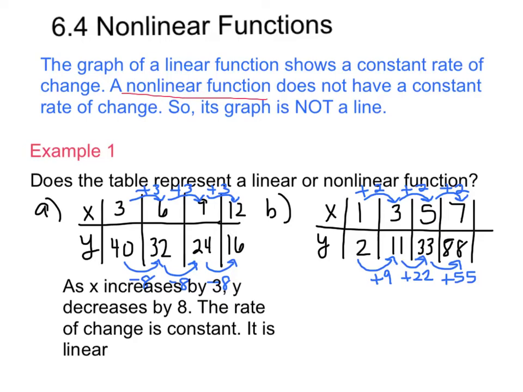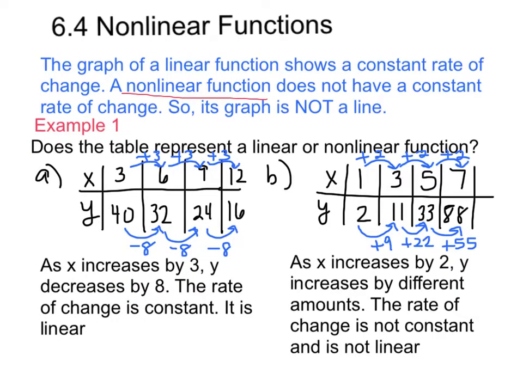So how would we explain this? So we can say, as x increases by 2, y increases by different amounts. Therefore, the rate of change is not constant. I mean, the x is constantly going up by the same number, but y is not. Therefore, it's not constant and is not linear.